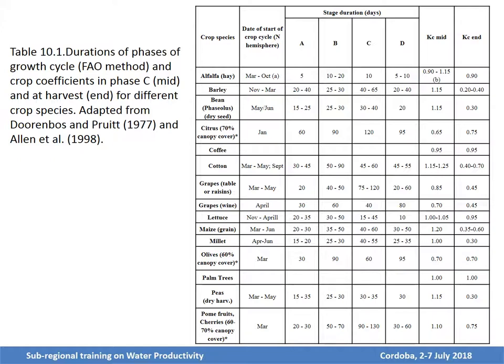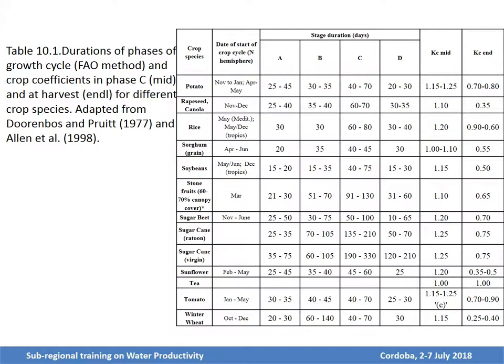Here are the tables shown in our book for different crops. We have the durations of A, B, C, and D intervals, and the values of Kc mid and Kc at the end of the growing season. This is another part of the same table with the durations of the intervals, and the values of mid and final crop coefficient.